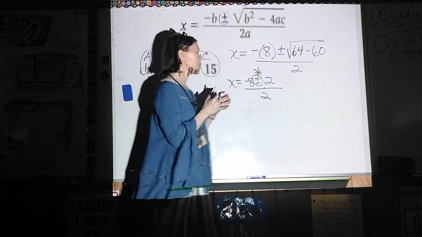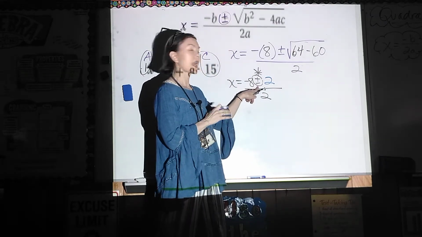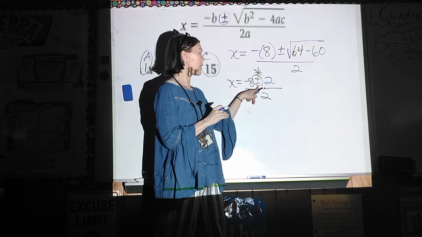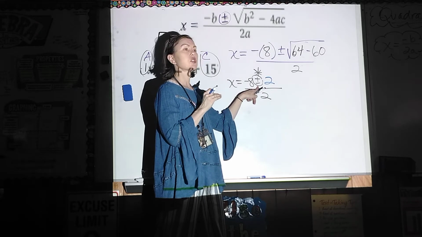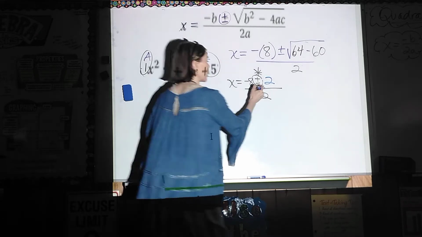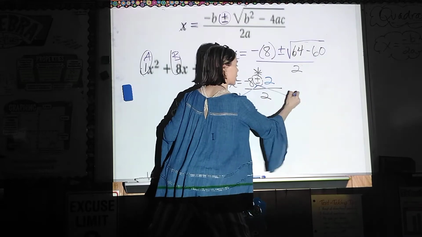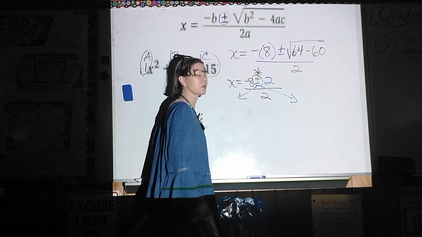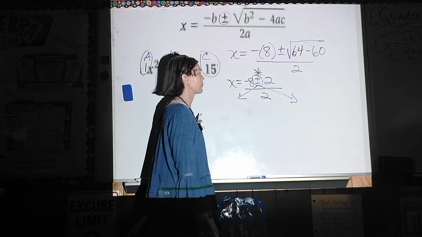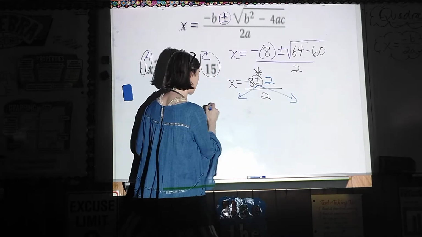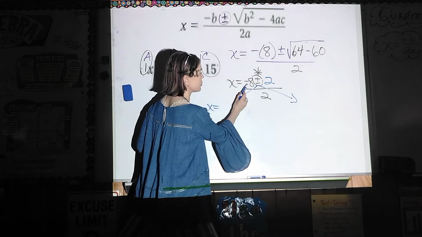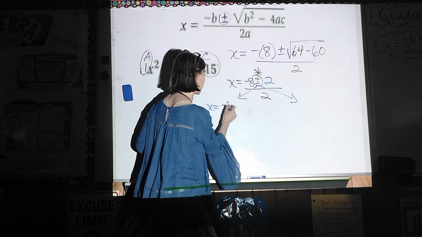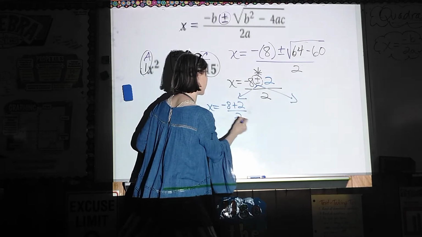Okay, so now what you're going to have to do, folks, is this plus or minus means that we're going to have to do this twice. So draw your arrow once, draw your arrow twice. I know it looks like craziness, but it will come together. Okay, so x equals, you're going to do negative 8 plus 2, negative 8 plus 2 divided by 2.